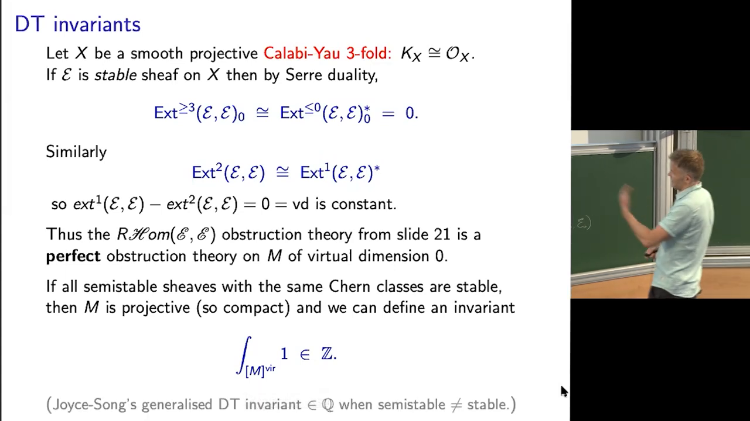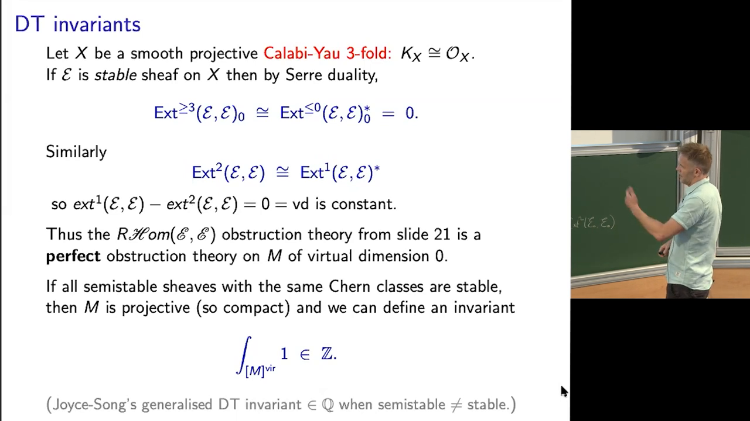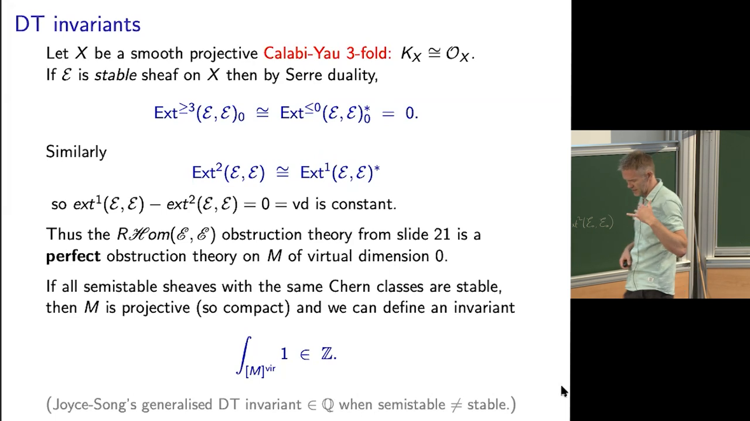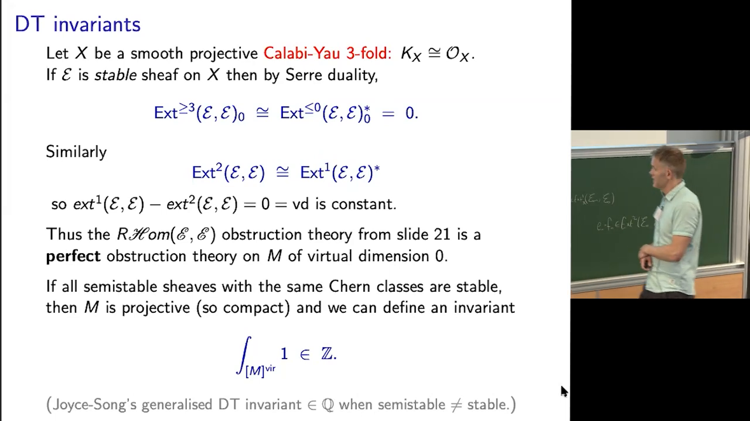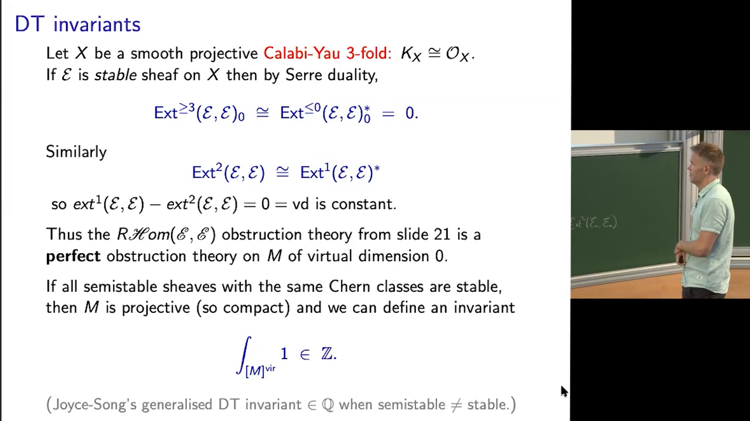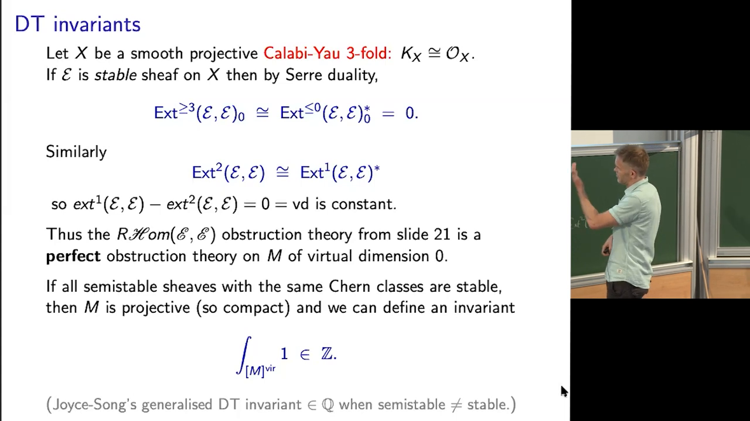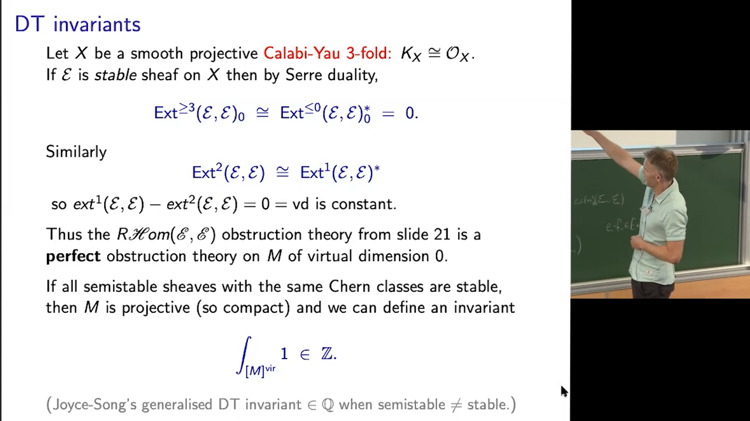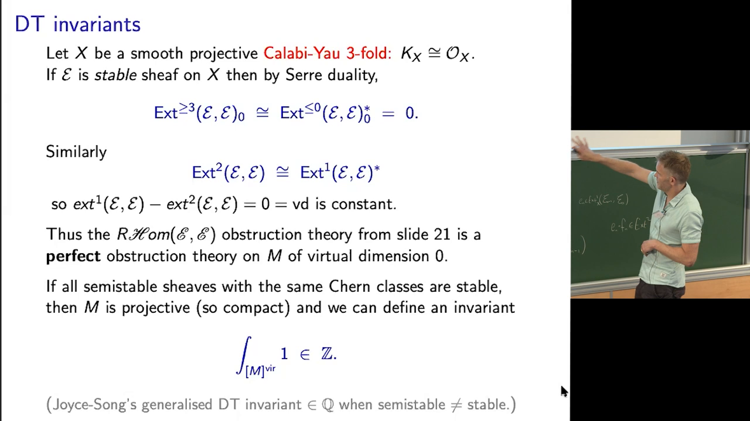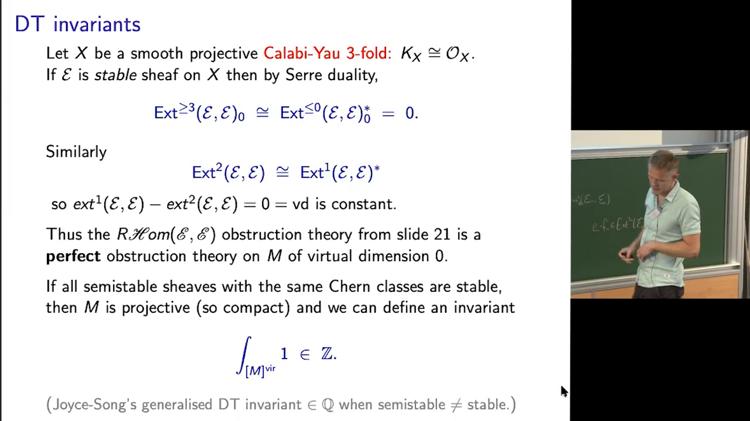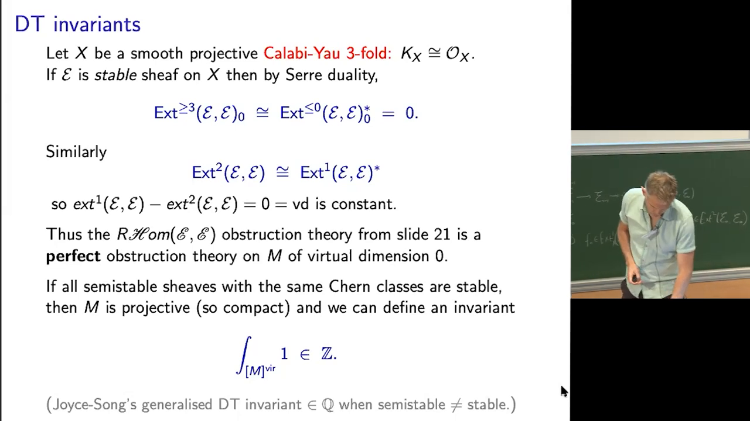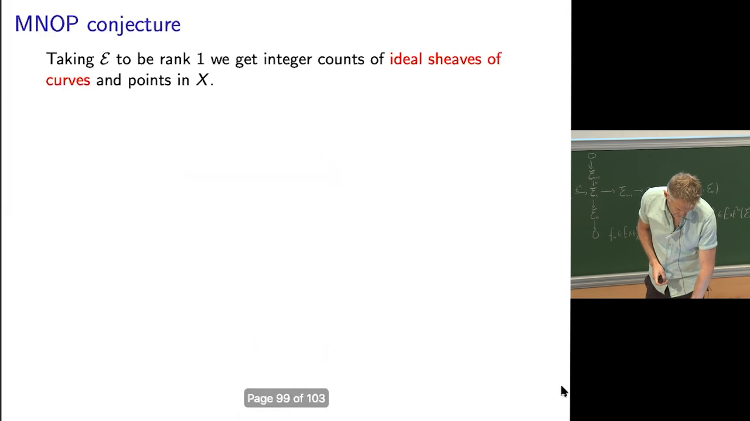If there are strictly semi-stable sheaves, there's Joyce-Song's generalized DT invariant, which we'll discuss a tiny bit later on. But that's much more complicated to define, uses Hall algebras and fancy technology. And that's a rational number, but it strictly generalizes this. So in the stable case, it reduces to this integer here. So that's what's called DT invariants.